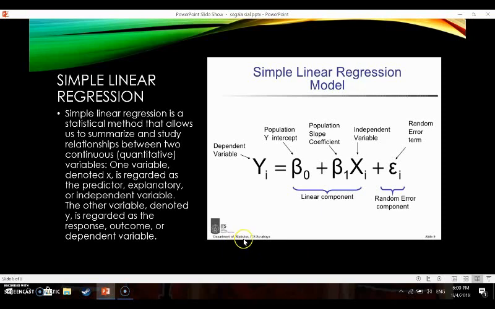Next subtopic is simple linear regression. This is a statistical method that allows us to study relationships between two continuous variables. One variable is denoted as x and the other variable is denoted as y. This is a simple linear regression model. It consists of three components. First, the dependent variable. Next, the linear component, and the last one is the random error component.